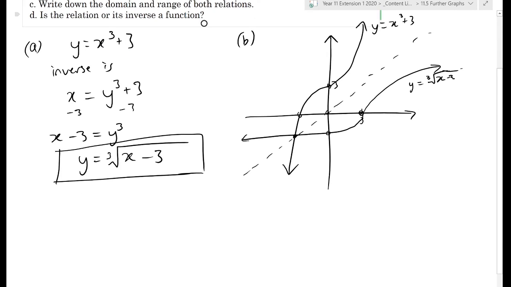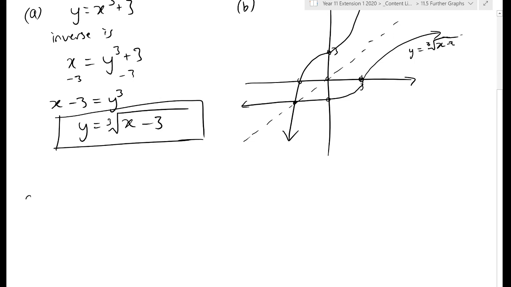Okay, part C is to find the domain and range of both relations. Well, that's part C. So we're going to start off with y is equal to x cubed plus 3. Okay, x cubed plus 3. I'm going to start with the domain, the domain and the range.